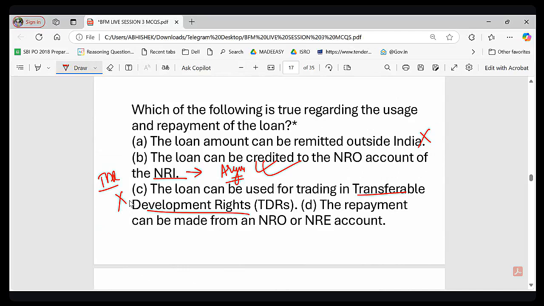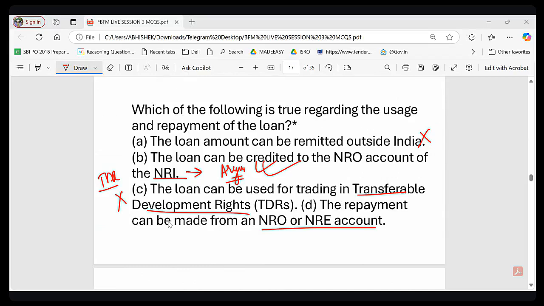Now, last question. Can the repayment of the loan be made from NRO or NRE account? We have already seen this concept in the previous question. All of you are requested to type yes or no. Can the repayment of loan be made from an NRO or an NRE account? Already we have seen in the previous question. What do you think?